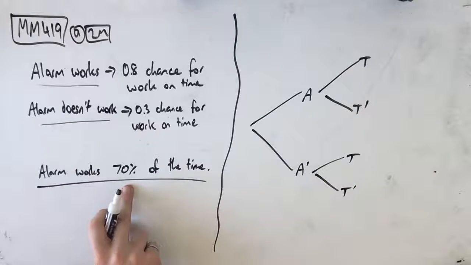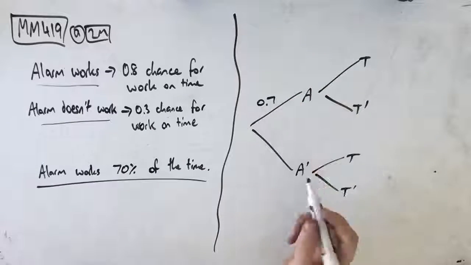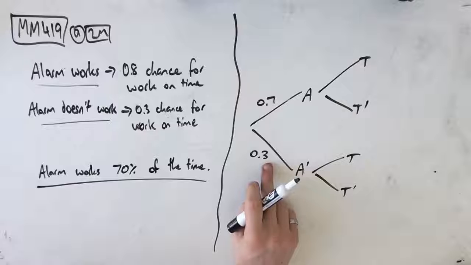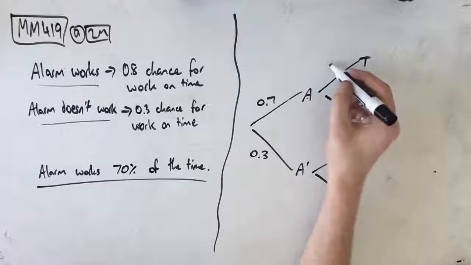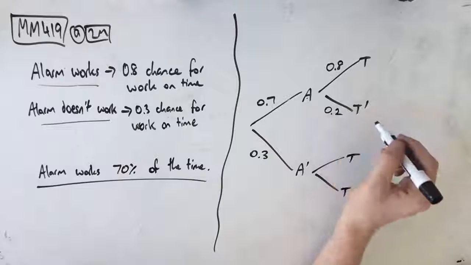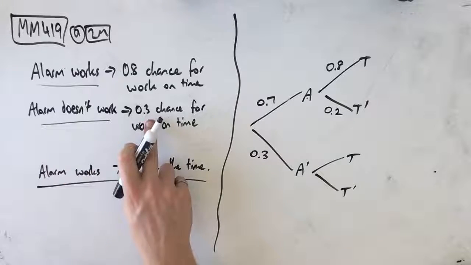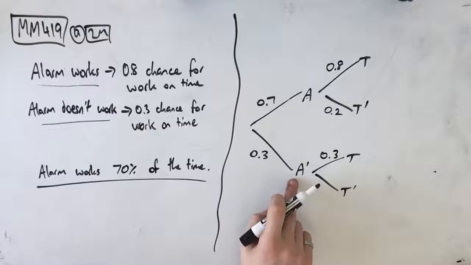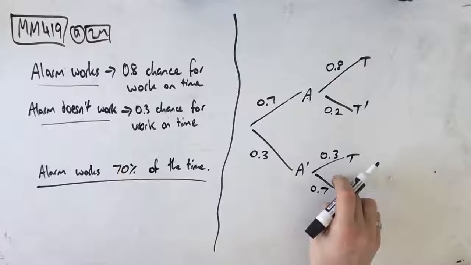Now he's got 70% of the time his alarm works, which means that we've got a 0.7 chance for this alarm to go off. Because we've got a 0.7 chance for it to go off, that means we have a 0.3 chance for it not to go off, right? Because these two have to add to 1. Now, if his alarm goes off, he's got a 0.8 chance to get to work on time. If it doesn't go off, he's got a 0.2, okay? Because these two have to add to 1 again. Now, if it doesn't go off, so if his alarm doesn't work, he's got a 0.3 chance to get to work on time, okay? So 0.3 here. Now, if it doesn't go off, that means that he has a 0.7 chance to not get to work, okay? Because he's got a 0.3 to get to work, so a 0.7 not to get to work.